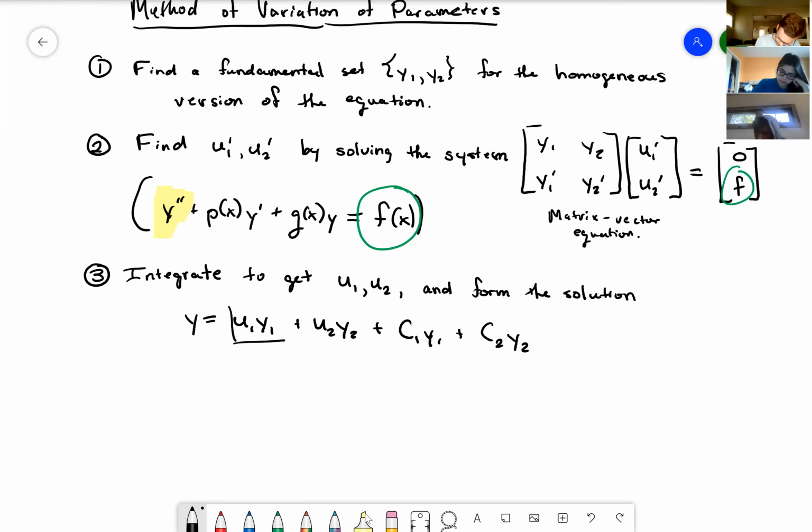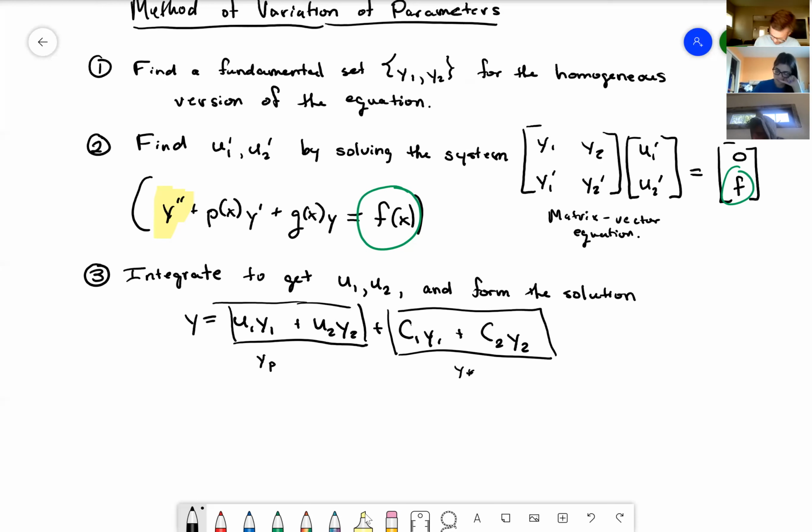So this part of it is our particular solution that we got by using this method of variation of parameters. And this was the general homogeneous solution, which I think we were occasionally in the past referring to as y star or maybe yc. Anyway, that's all that we have to go through in order to do this.